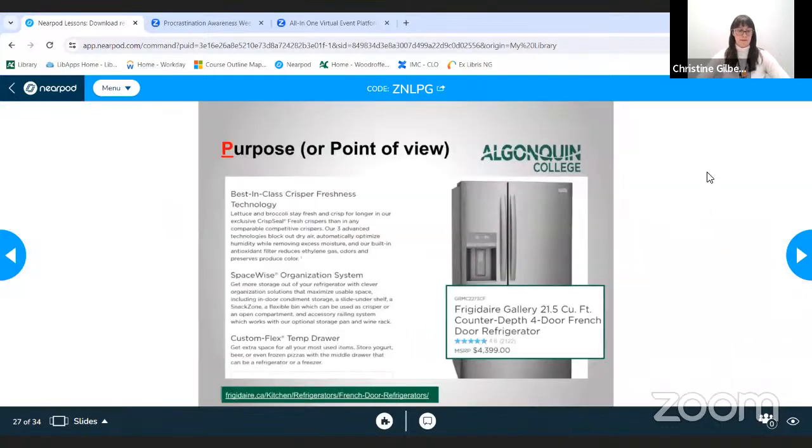All right, let's put purpose or point of view to the test. You're looking to buy a new fridge. You're interested in this Frigidaire 4-door refrigerator. On the left, you have the description of the product from Frigidaire. On the right, you have reviews of the product from buyers. What is Frigidaire's motivation or bias versus the motivation or bias of the reviewer?